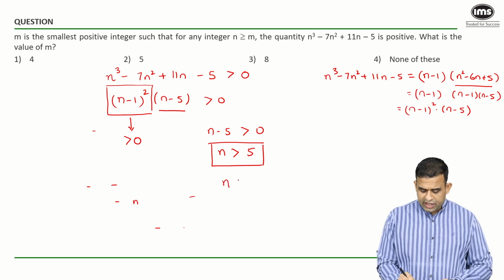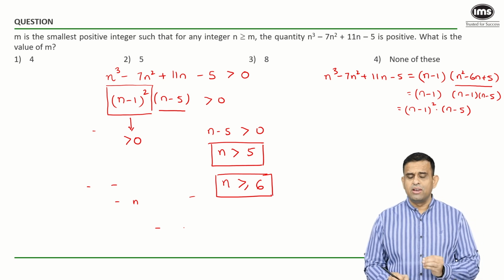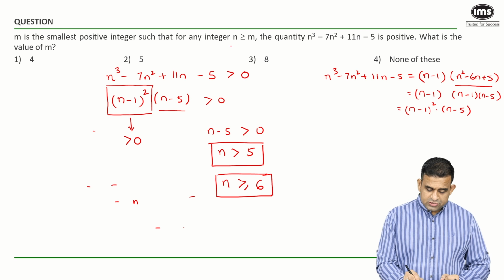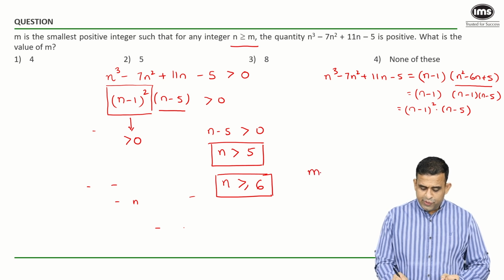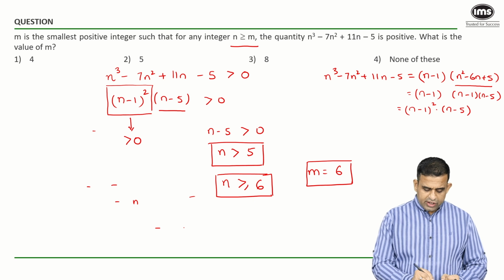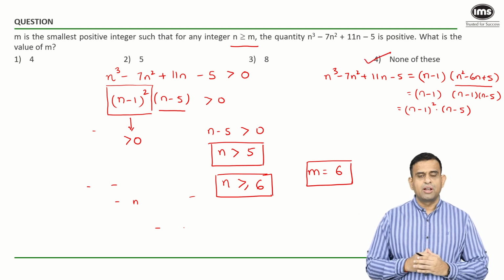So one can say n has to be more than or equal to 6. If that is the case, the smallest possible value of n will be nothing but equal to 6. And if I compare this, one can say my value of m needs to be equal to 6 over here. And for that, one can choose to mark option number 4 as the answer for this particular question.